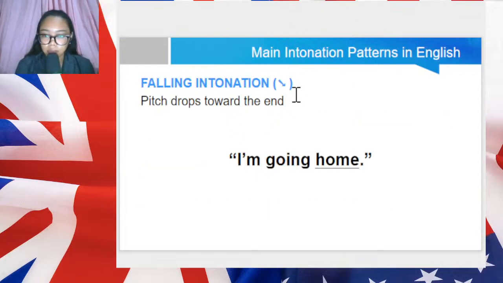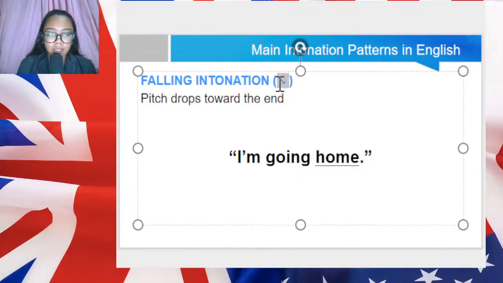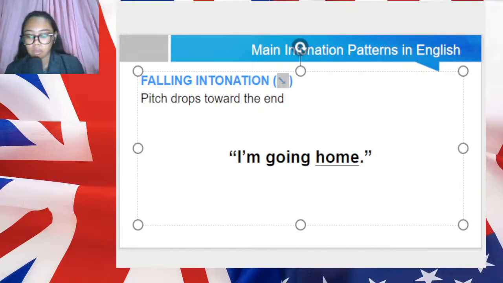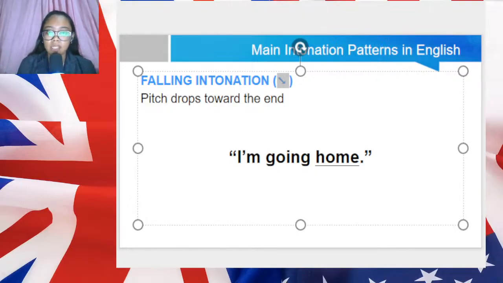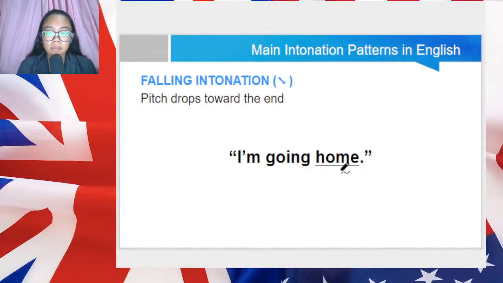Now you see the symbol here, right? Of course, in identifying whether a phrase or a sentence is using rising or falling intonation, they use some symbols to help visualize, aside from speaking the sentence or the phrase. For example, in the example sentence, they would put it like this.